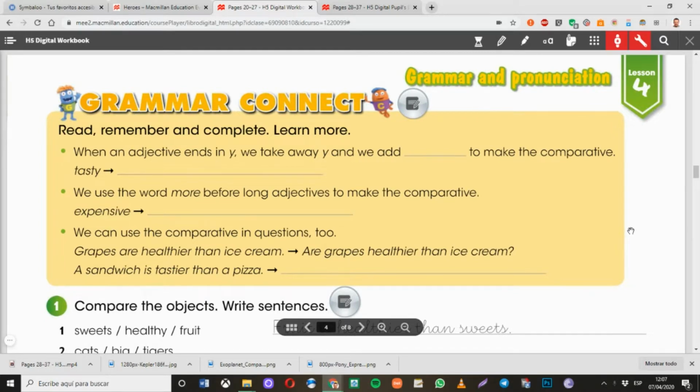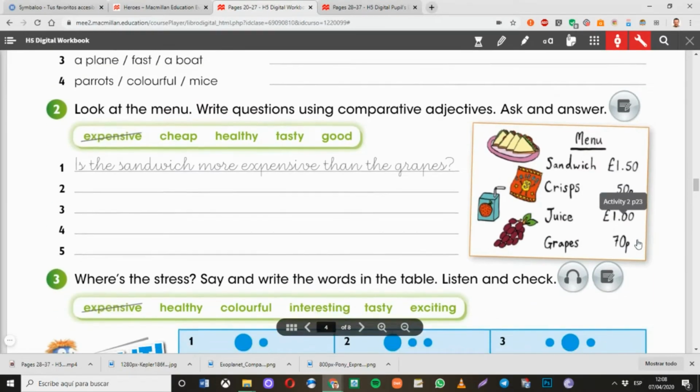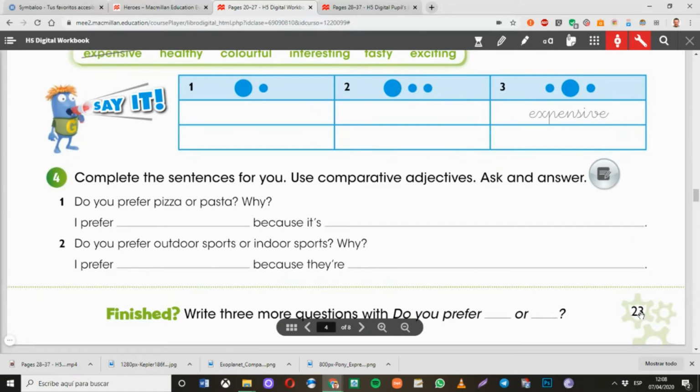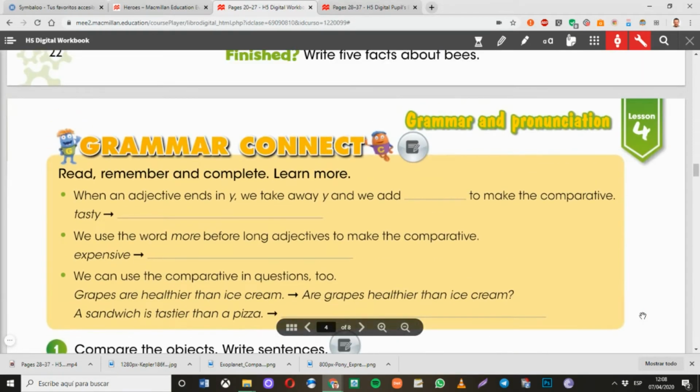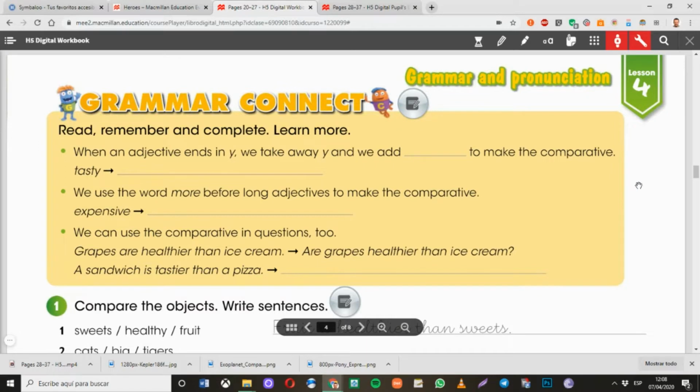Okay, so let's continue with our lessons. Today we are going to practice with the theory about comparative adjectives that we learned the other day. We are now on workbook page 23, and we are going to complete all these exercises about comparative adjectives.